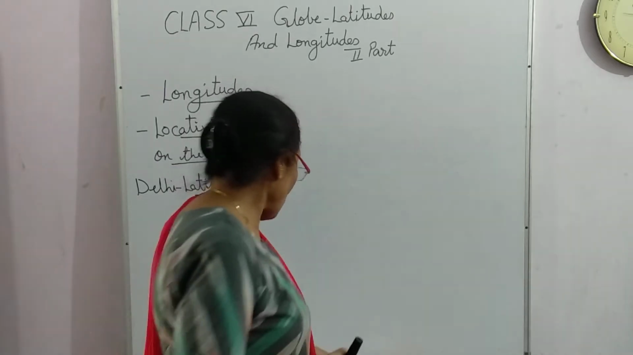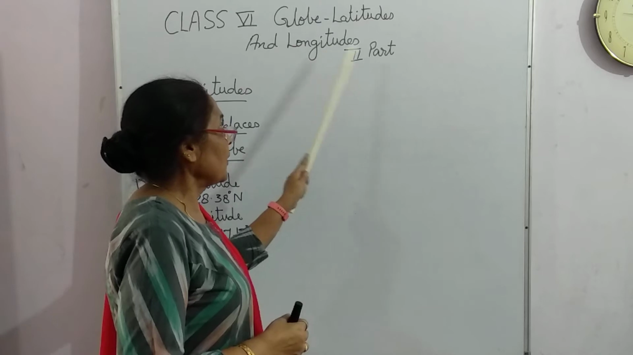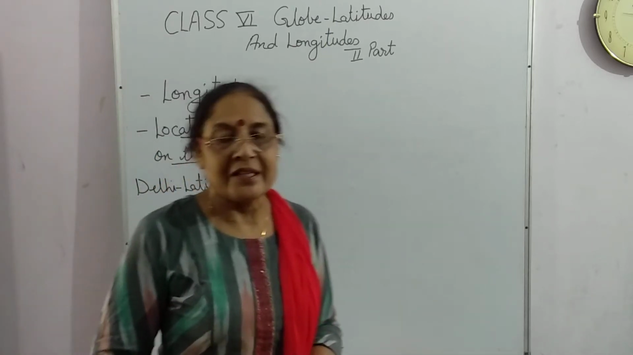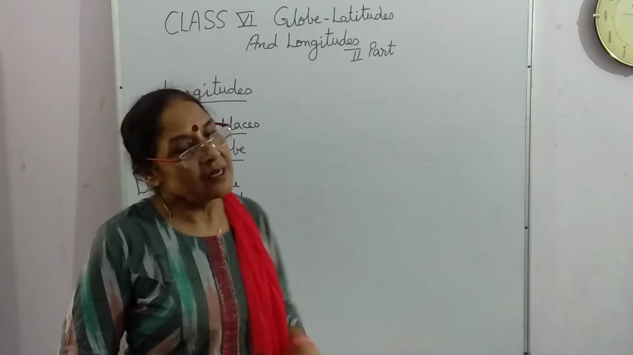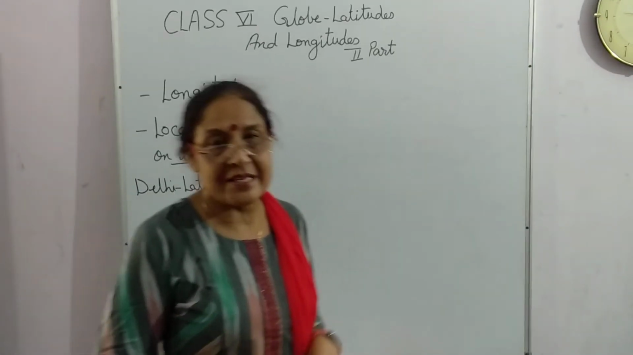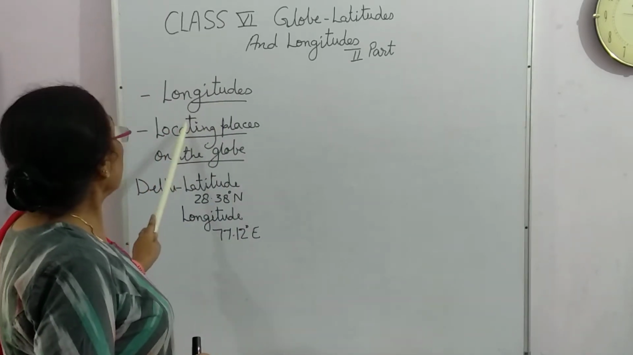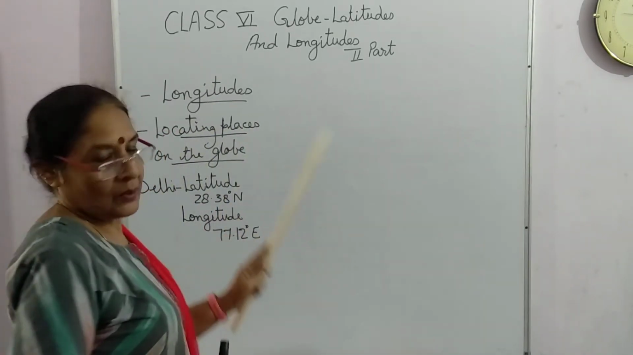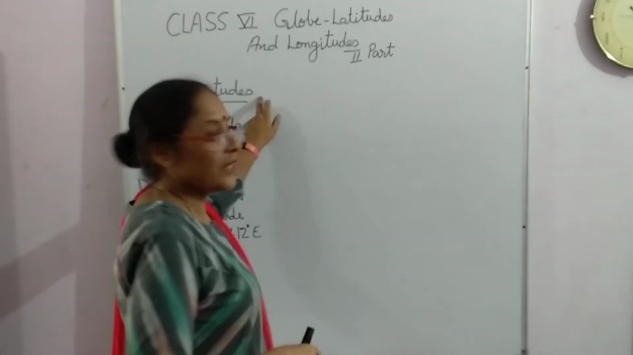Today's topic is globe, latitudes and longitudes. This is the second part. In the first part we covered the latitudes and the heat zones. In this session we are going to complete longitudes and locating places on the globe. Clear, children? Now come to the topic longitudes.